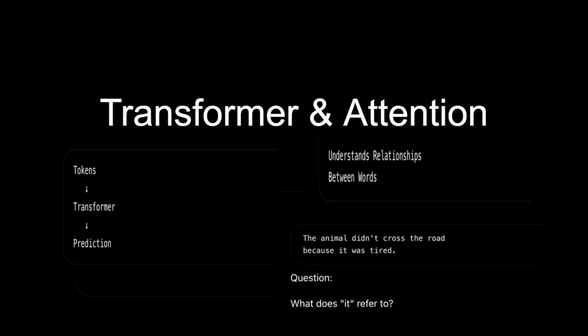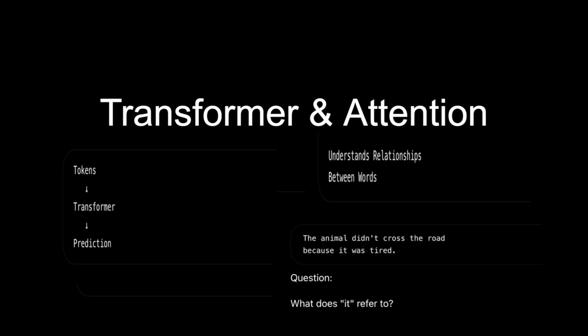Now the tokens enter the most important part of the system, the transformer. The transformer architecture is the breakthrough that made modern LLMs possible. The transformer's job is to understand relationships between those tokens. It doesn't simply look at individual words, it studies how words relate to one another. It tries to understand the complete context.